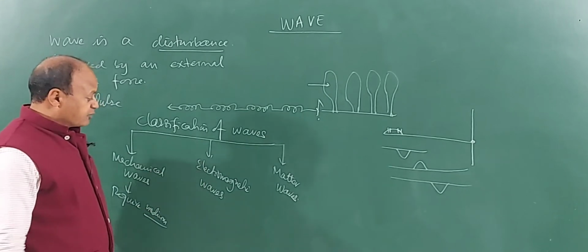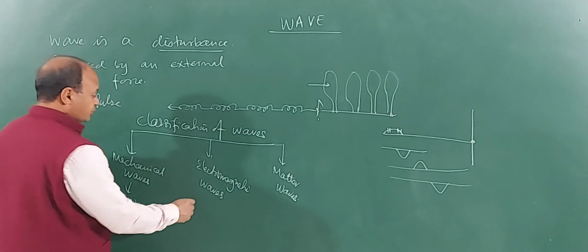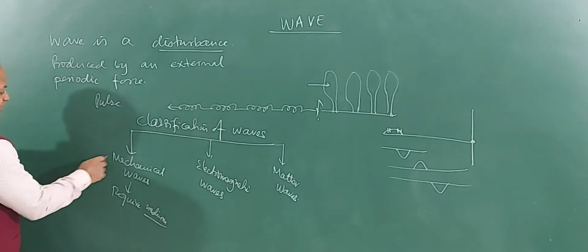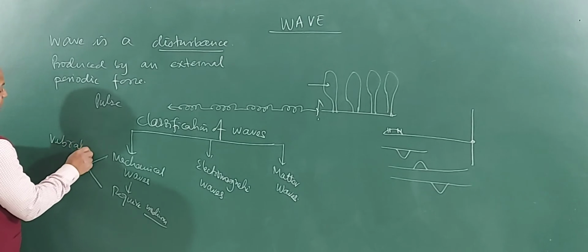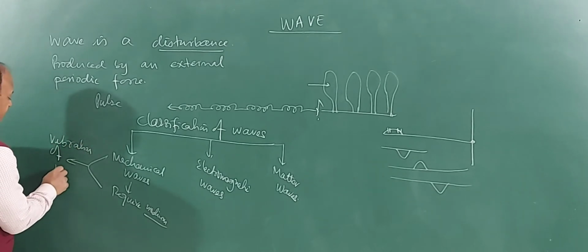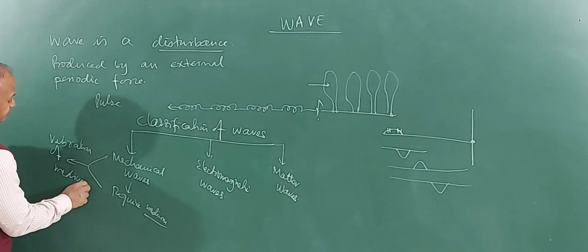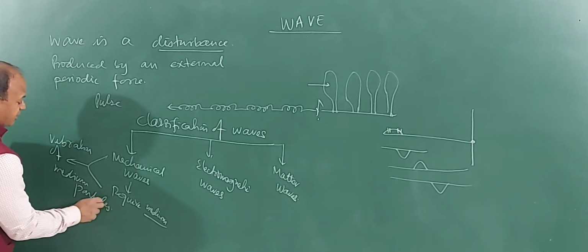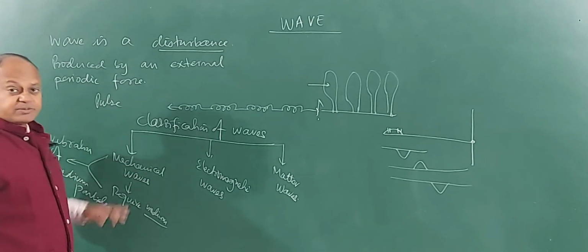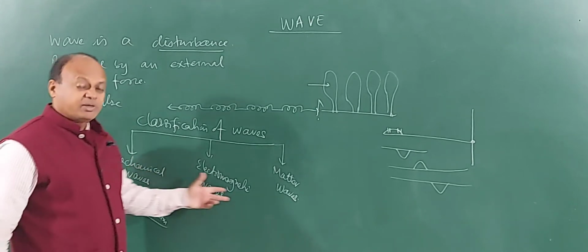Now, electromagnetic waves. So these waves, mechanical waves, are produced by what? Vibration of medium particles. If medium particles are not vibrating, these waves do not propagate. Mechanical waves. Now, what are electromagnetic waves?